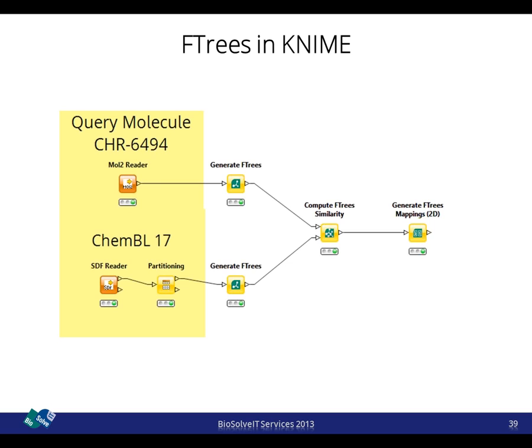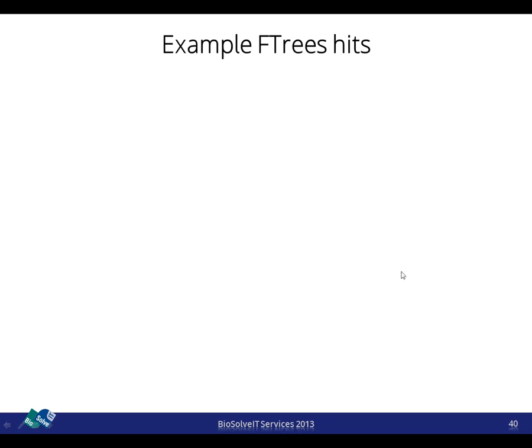We have FTrees available within KNIME. Here's a very simple workflow. I've defined my query molecule. I've drawn that in, loaded that in as a mol2 file. And then what I've done is taken the ChEMBL database that's available for download from the EBI website, and read that as an SDF. For the sake of simplicity, I took a random selection of 100,000, and I generated the feature trees for those 100,000, and then I computed the feature tree similarity between 6494 and that selection of the ChEMBL database, and then generated visual mappings of those.